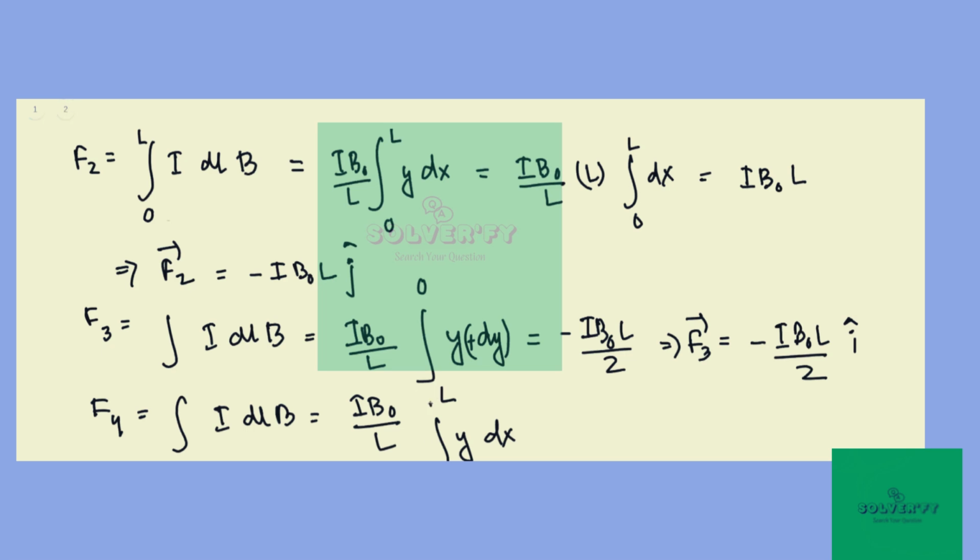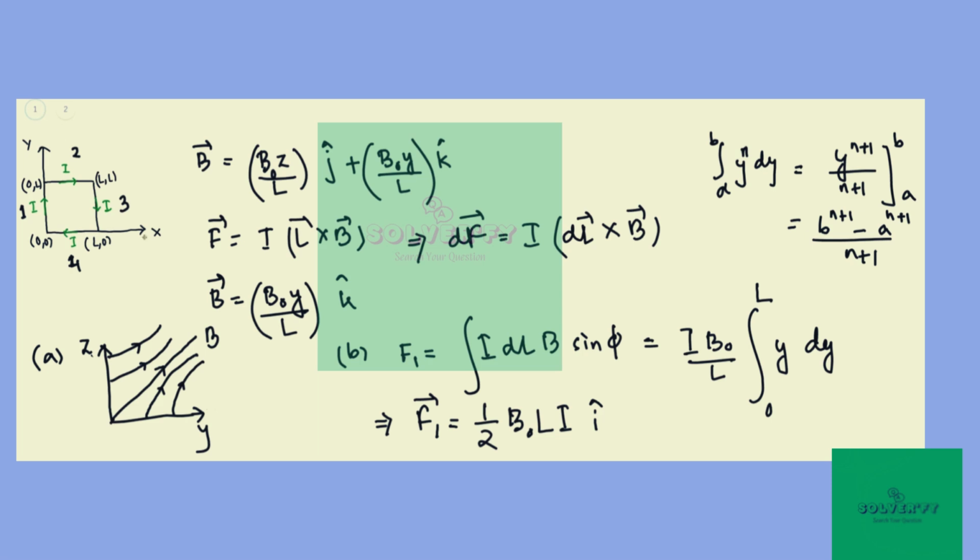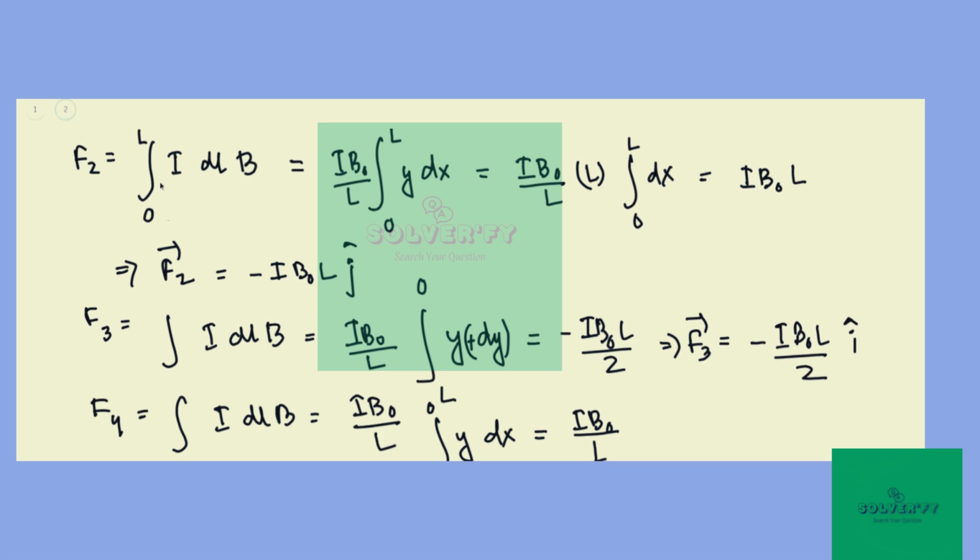So yeah, this is simple. Now we get the value to be I B naught over L, and in this case you'll see that y is 0. So for the fourth segment, that means that the integral is 0, and this gives the force to be 0.